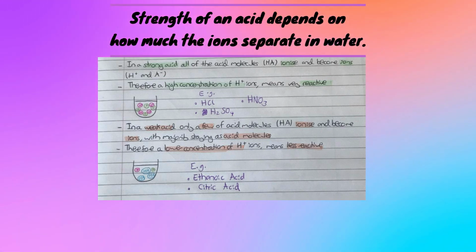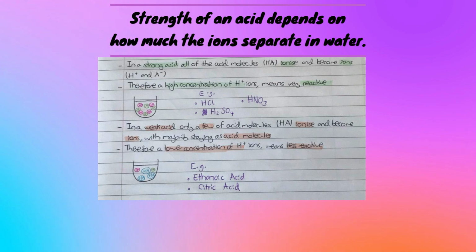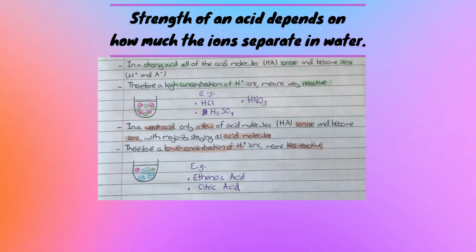In a weak acid, only a few of the acid molecules ionize and become ions, with the majority staying as acid molecules. Therefore, we have a lower concentration of H+ ions, and that means that we have less reactive acids. For example, ethanoic acid and citric acid.